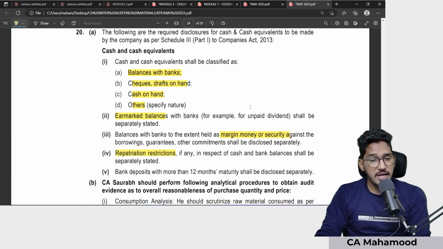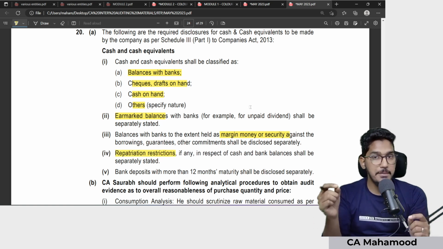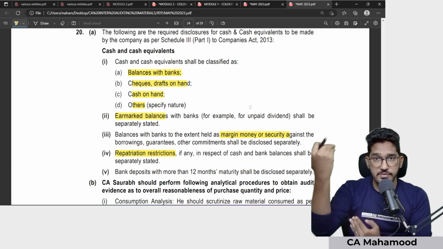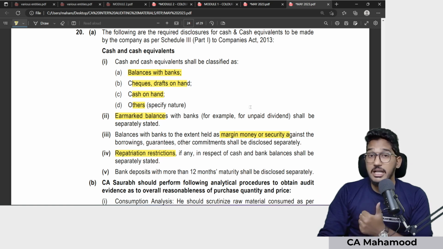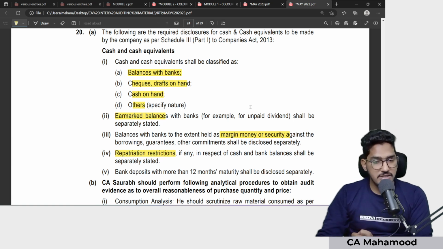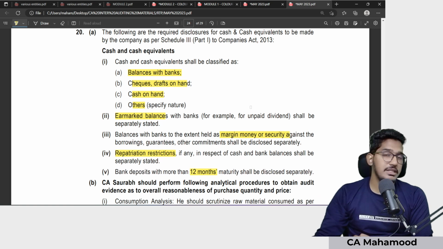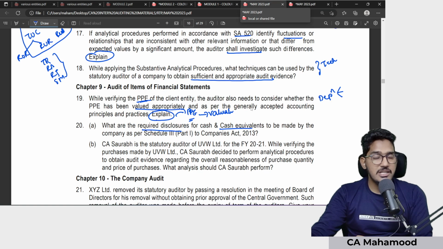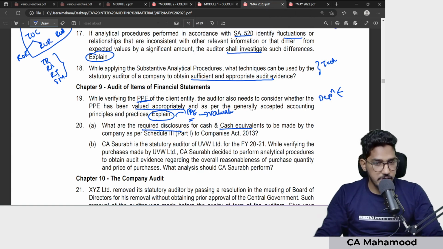Repatriation restrictions. If there are any restrictions on the cash and bank balances, like amounts lying in foreign banks, there will be some restrictions for withdrawal. So like that, if there are any repatriation restrictions, that needs to be stated separately. And bank deposits which have more than 12 months of maturity should be disclosed separately. So these are the disclosure requirements as per Schedule 3 for cash and cash equivalents.